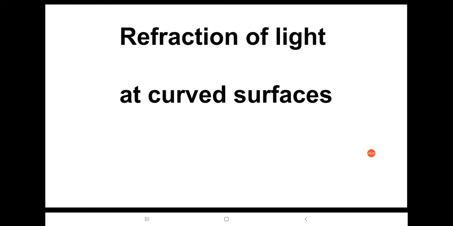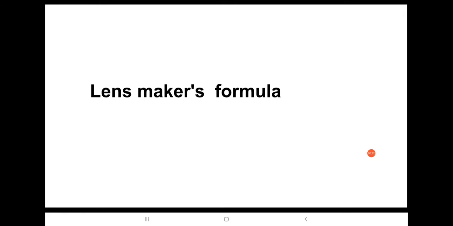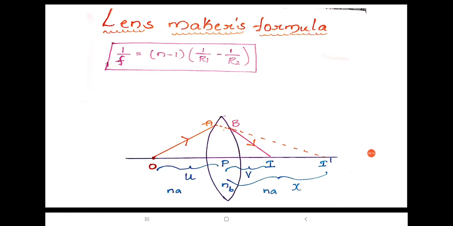Now we are going to study the topic of refraction of light at curved surfaces. Topic: Lens Maker's formula. Here the Lens Maker's formula is 1/f = (n - 1)(1/r1 - 1/r2).